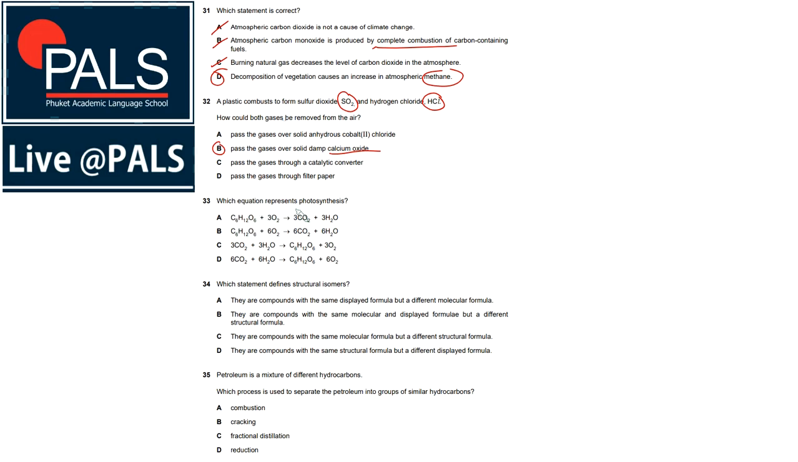33, which equation represents photosynthesis? Photosynthesis is carbon dioxide plus water forming glucose and oxygen, and the correct balanced equation is D. 6 carbon dioxide, 6 water gives C6H12O6 and 6 oxygen.